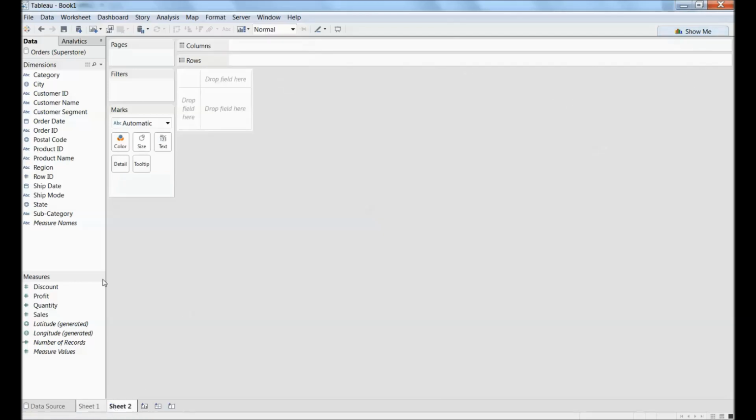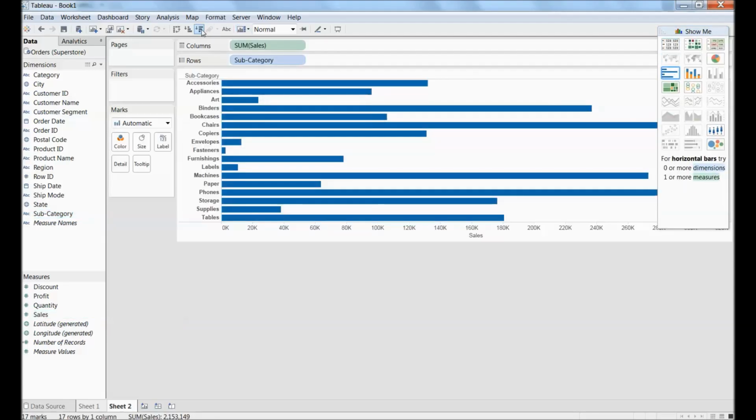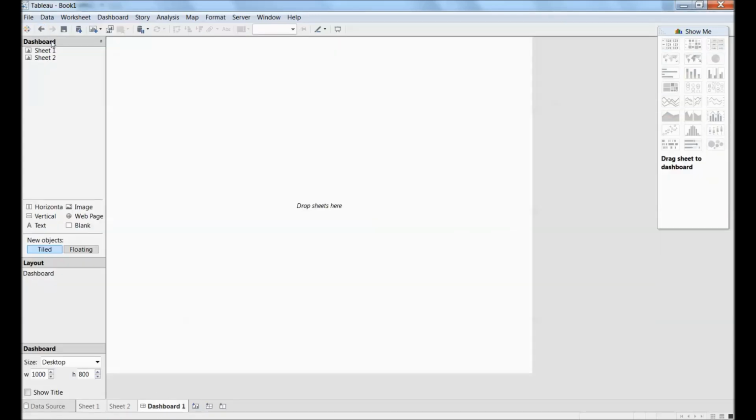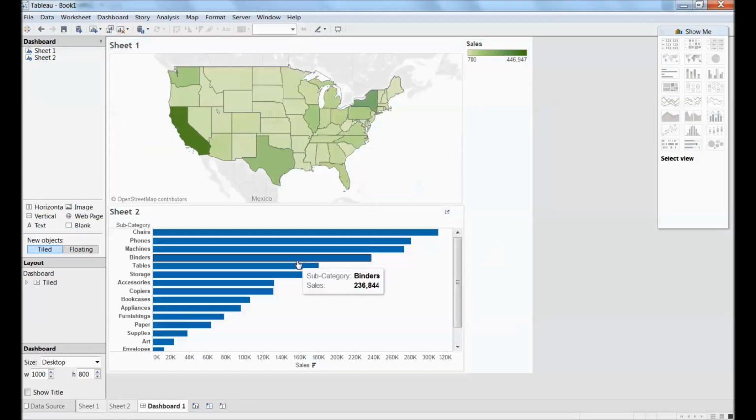And then we'll create another sheet real quickly. So I'll just say, all right, well, give me, I don't know, subcategory and sales also. I'll use Show Me again, and we'll just create a bar chart, and I'll sort it. Okay, so now I've got these two components. I want to pull them together into one dashboard, so that's a real simple process. I just drag them into where I want them.